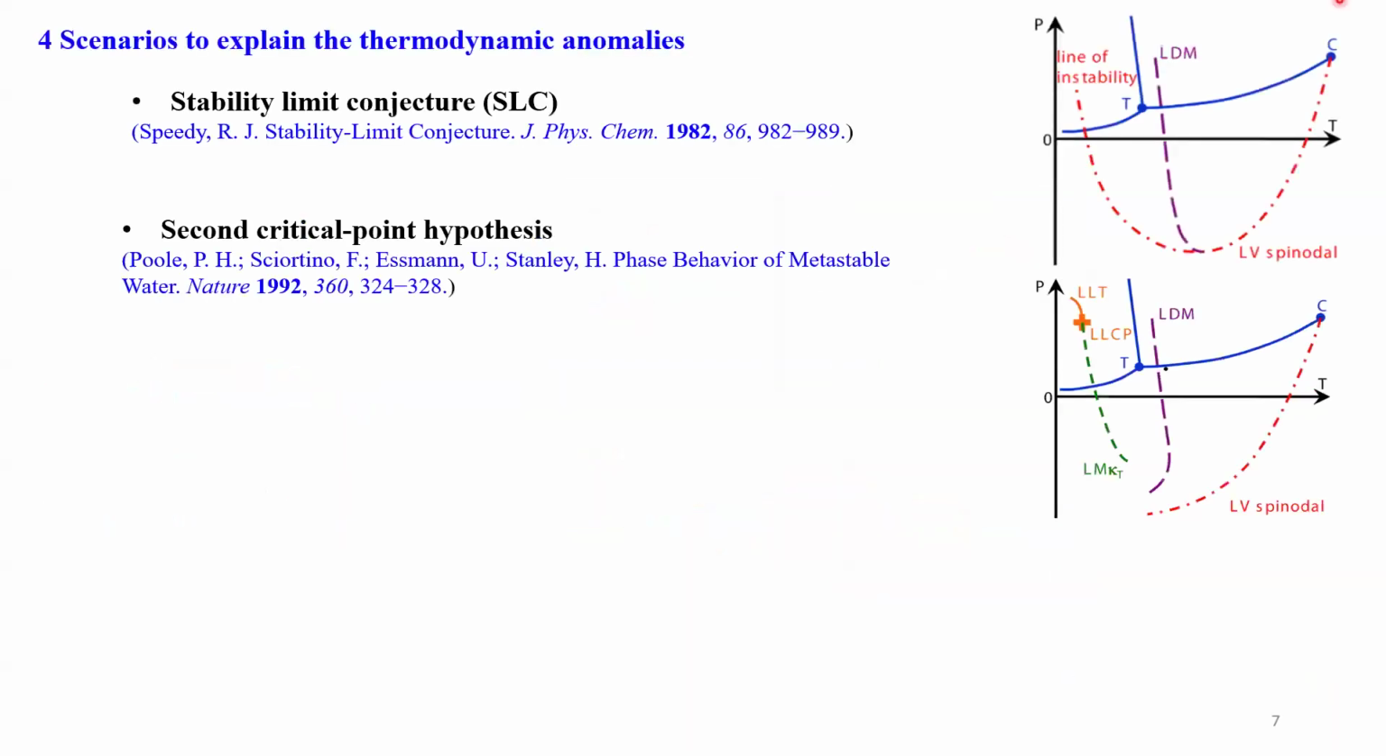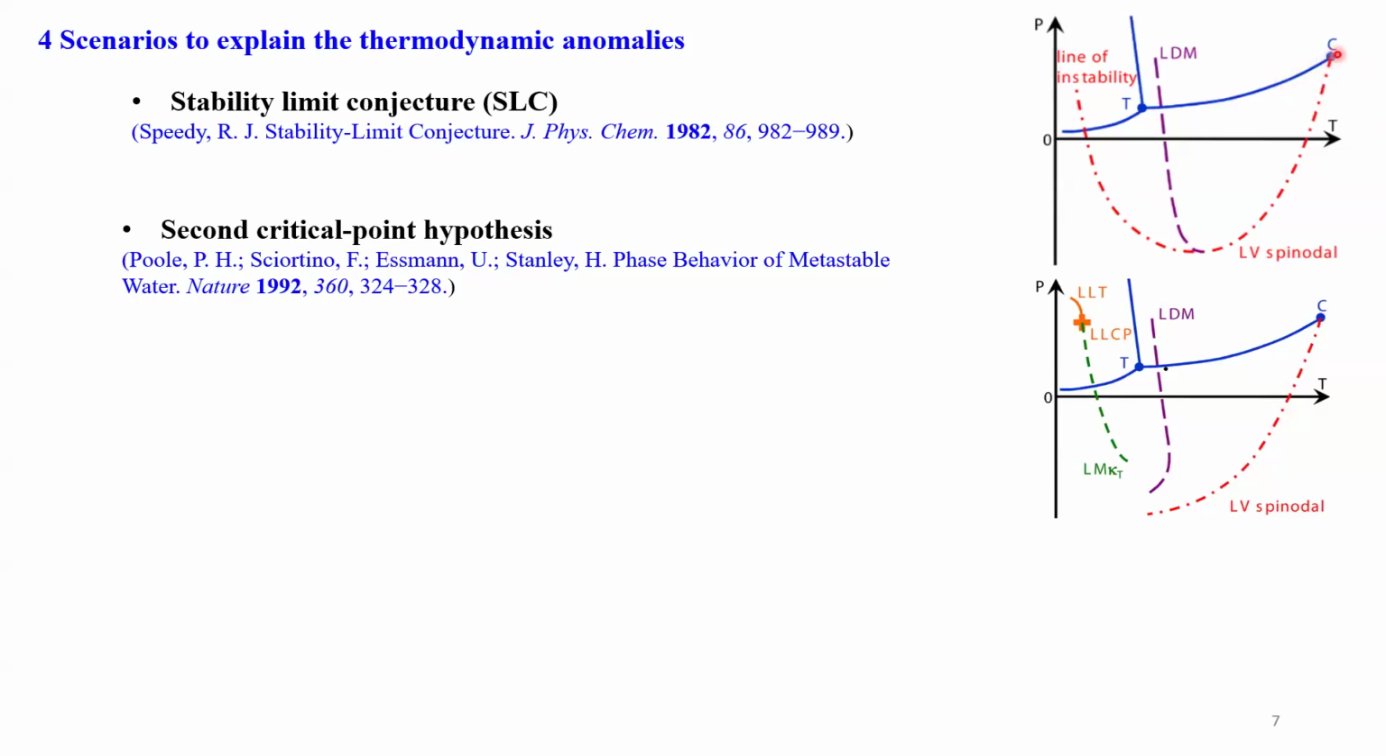So there are different scenarios which qualitatively and quantitatively explain this thermodynamical behavior. The first one was the stability limit conjecture, which was given by Speedy in 1982 in this paper. You can see here, it says that this is the spinodal, the liquid-vapor spinodal. So that is the maximum stability line of instability.